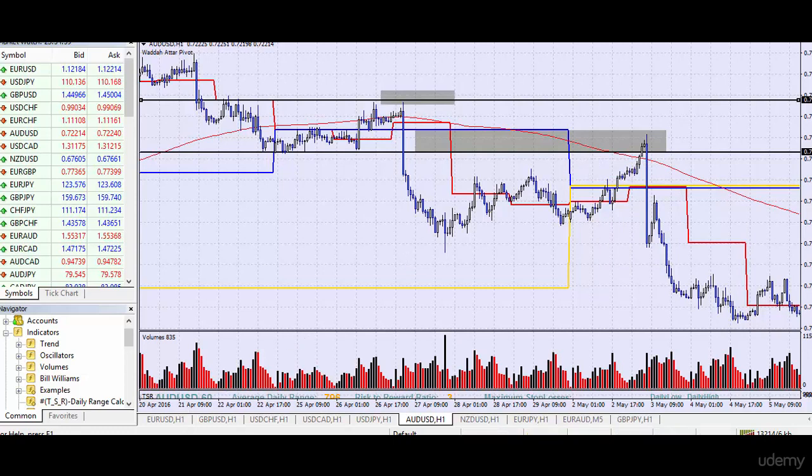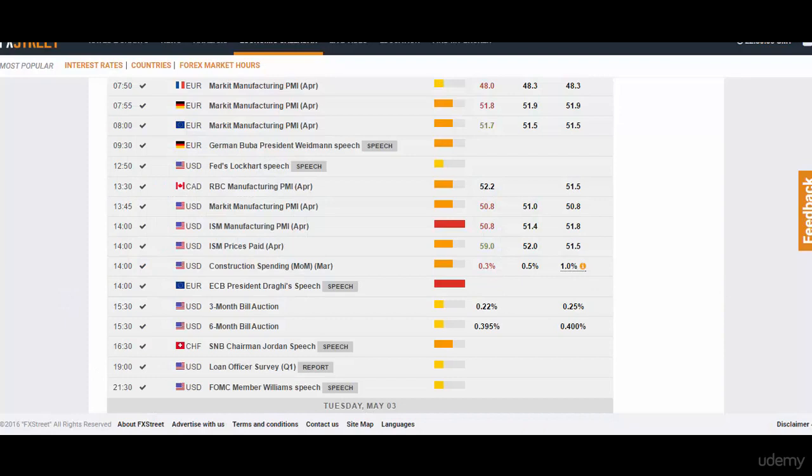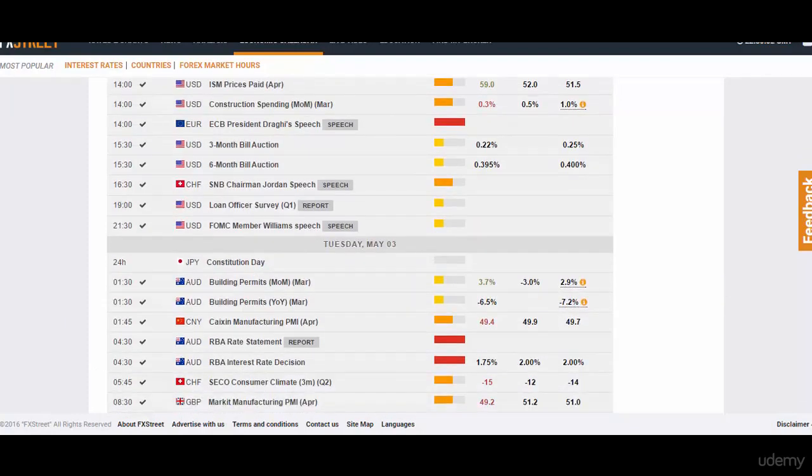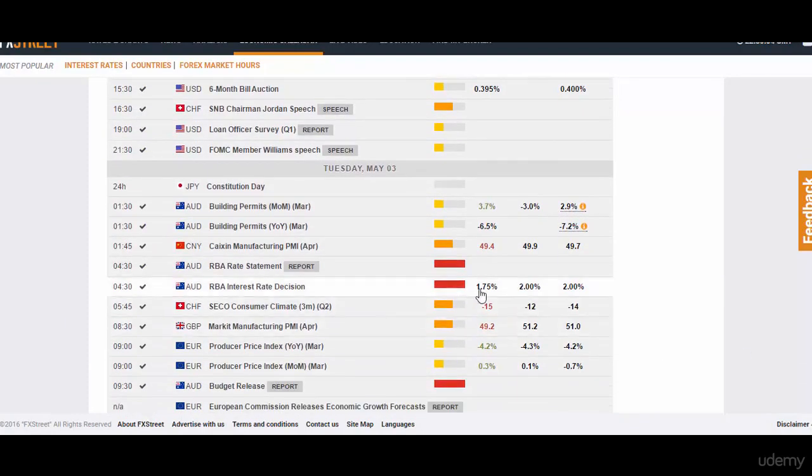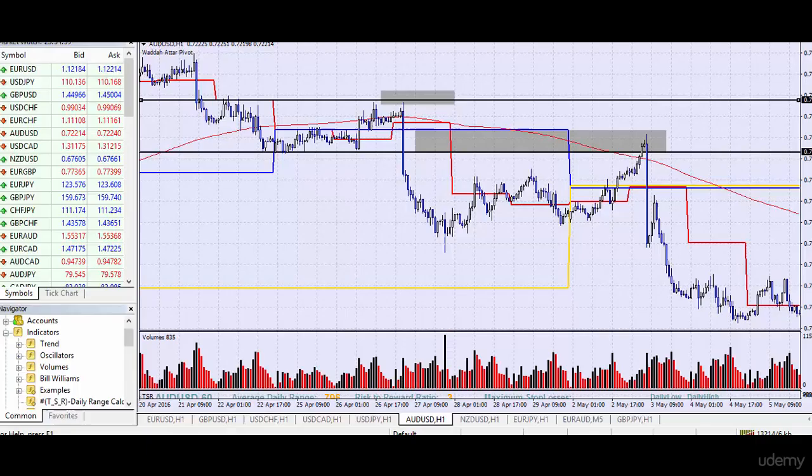And as you can see, on May the 3rd, these guys did in fact cut interest rates. See, interest rates were at 2% and these guys cut interest rate to 1.75%. So they indeed cut interest rate as expected.